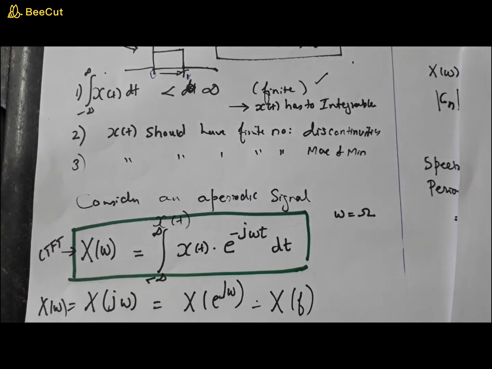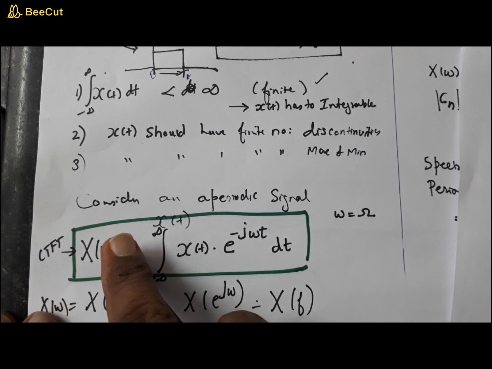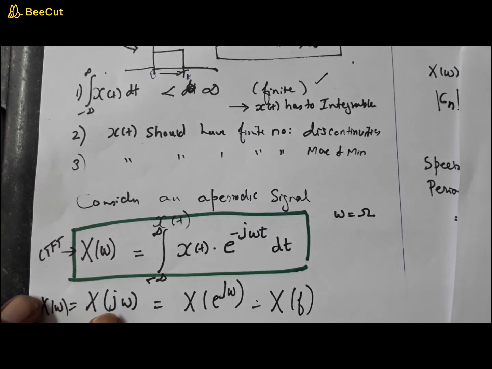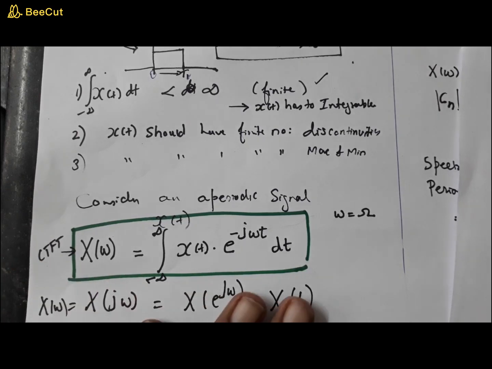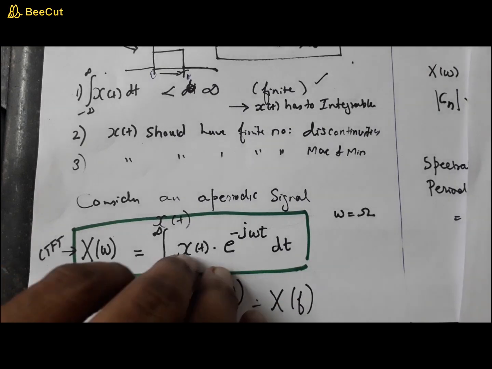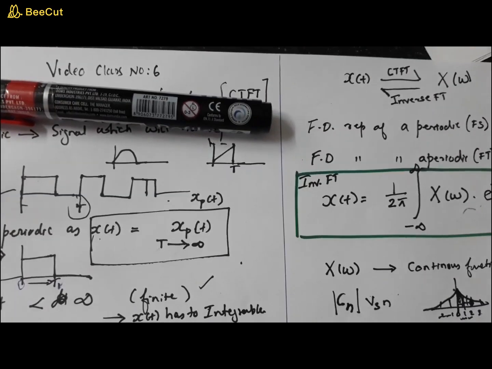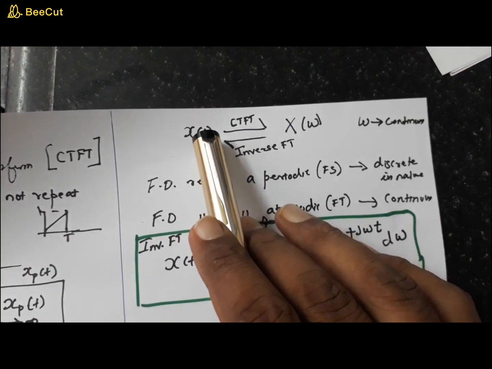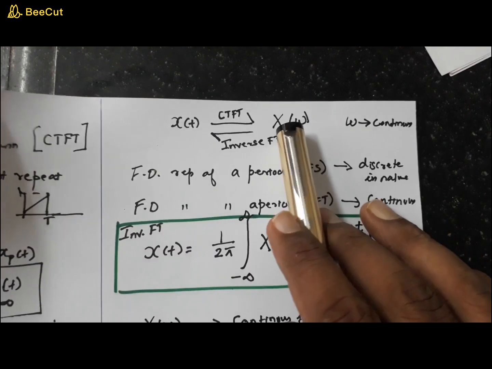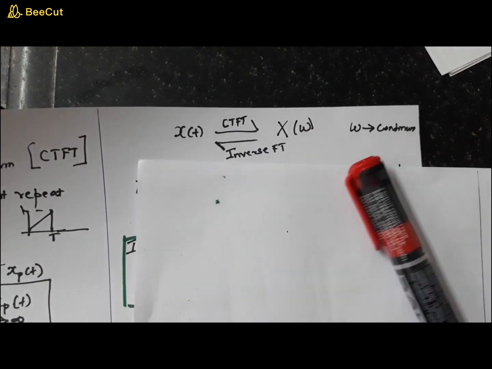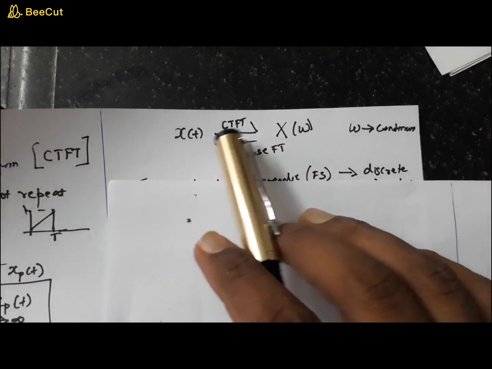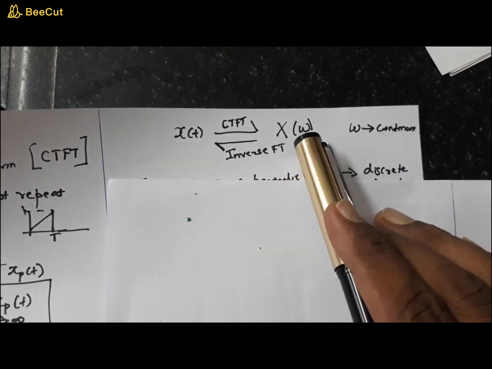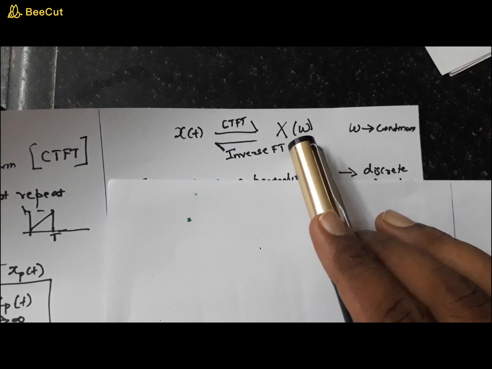Now, this X of omega in some textbooks may be represented as X of j omega, or X of e raised to j omega, or X of f. All these represent the same thing, that is CTFT. I told you that this is a transform. So a time domain signal x of t can be transformed to the frequency domain X of omega. When you apply the Fourier transform, x of t will get converted to X of omega.